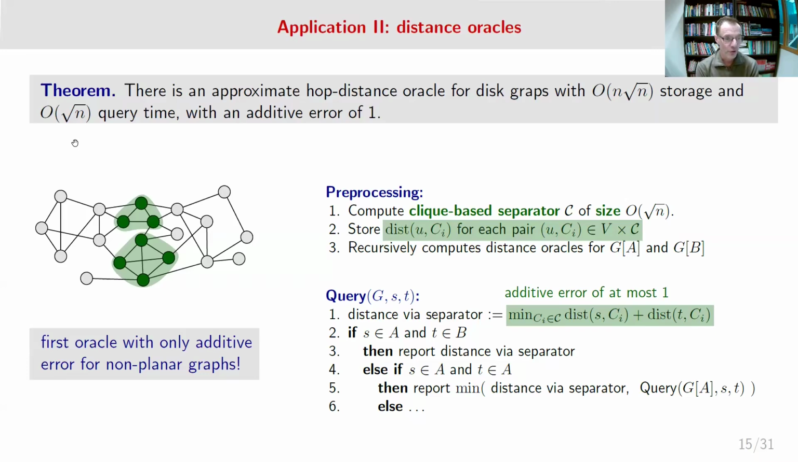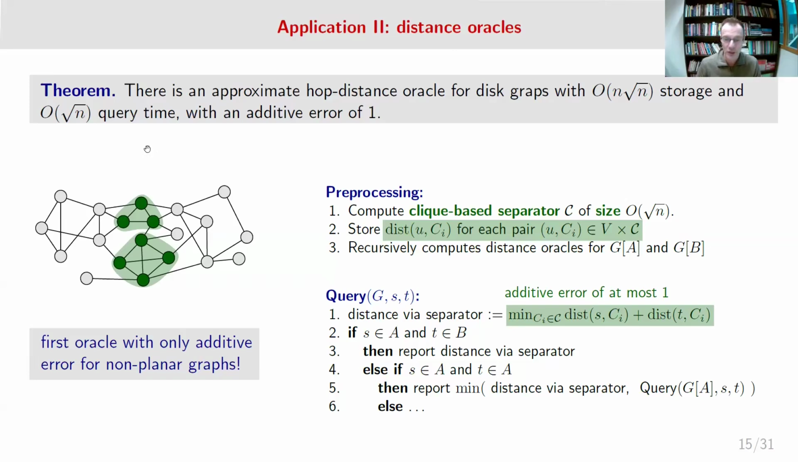And for non-planar graphs, there were only distance oracles with subquadratic storage that had a multiplicative error of, let's say, 2 or maybe 1 plus epsilon or something, but something that is almost exact was not known. Even for... Mark, yeah, don't you accumulate an error of 1 at each recursive level?